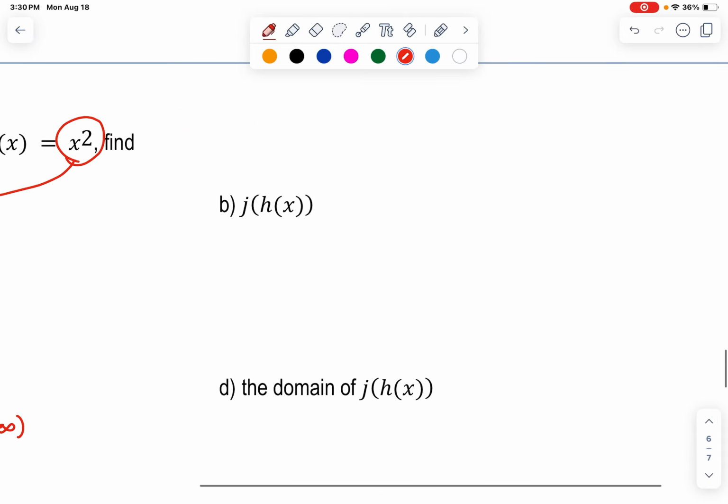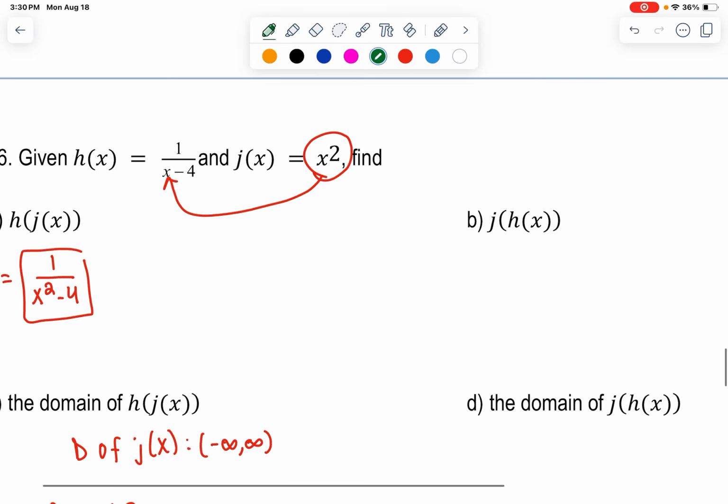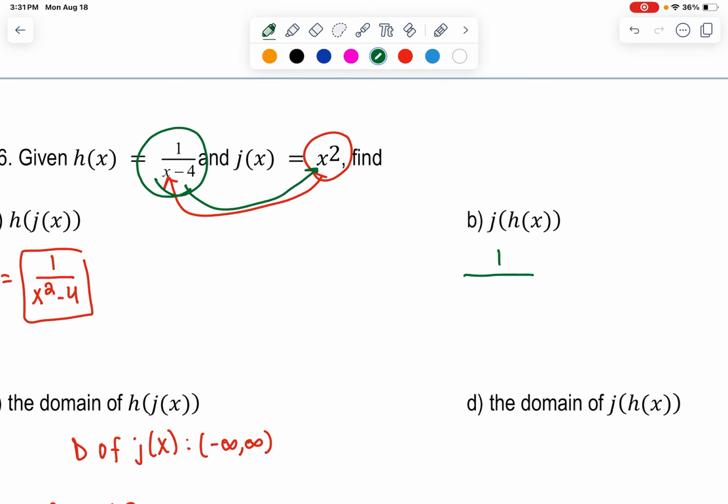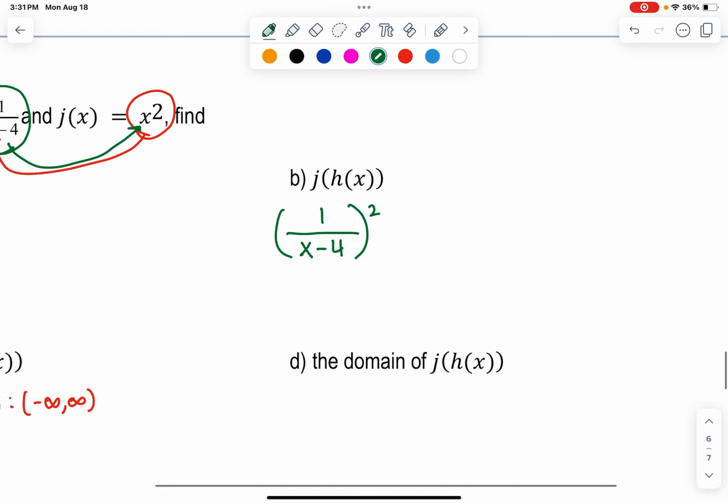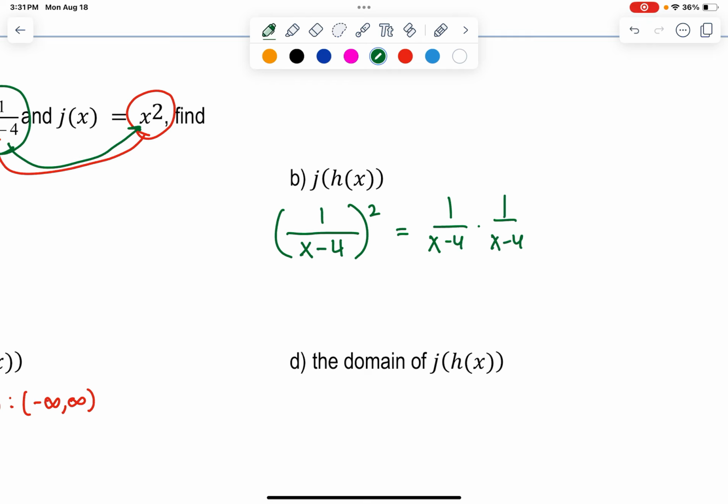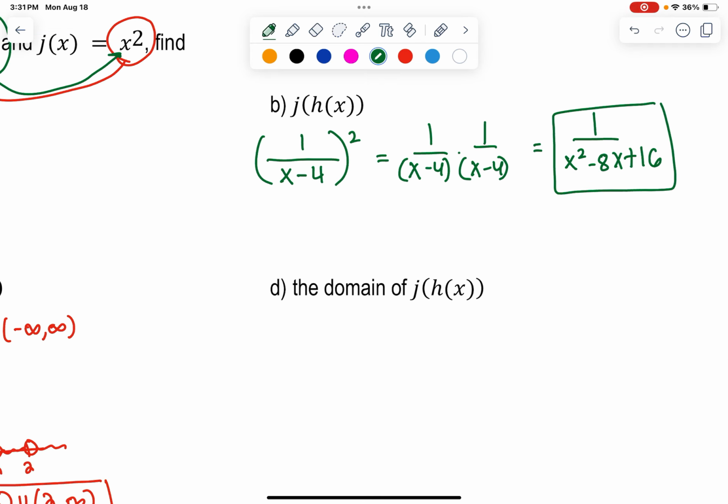All right, last one. j of h of x. So we're going to take h of x and we are going to plug it into j. So we have 1 over x minus 4, and then this is squared. And then we want to expand that out here. So that's 1 over x minus 4 times 1 over x minus 4. Multiply your numerators, multiply your denominators. We get 1 over, we multiply these out, x squared minus 8x plus 16. So there's your function. And then we want to look for domain restrictions.